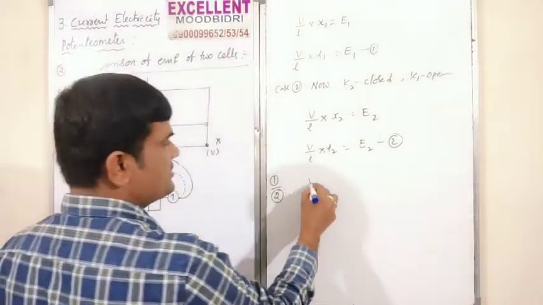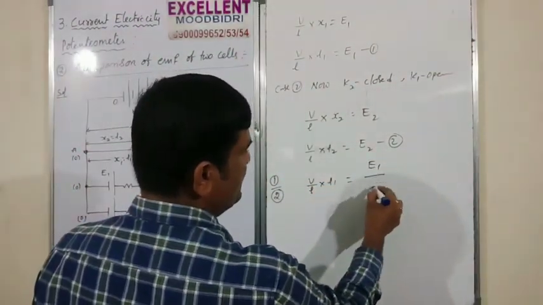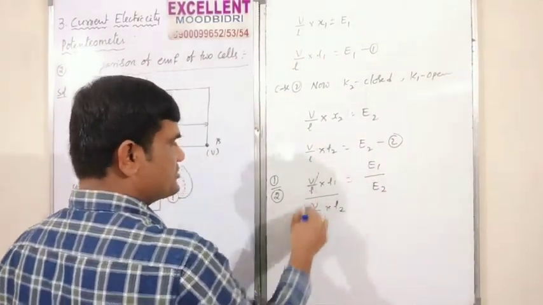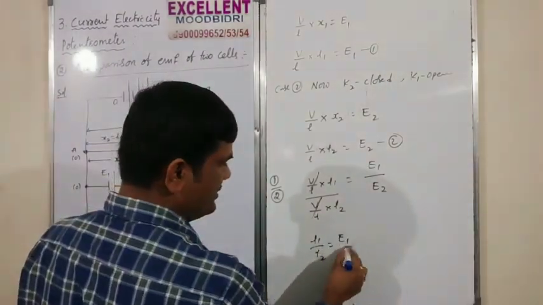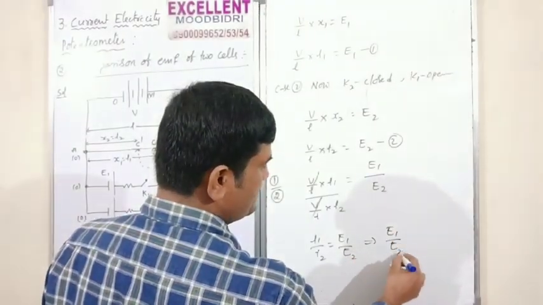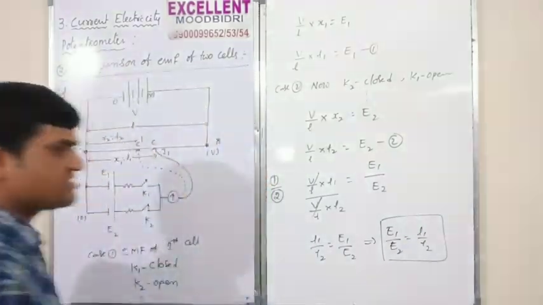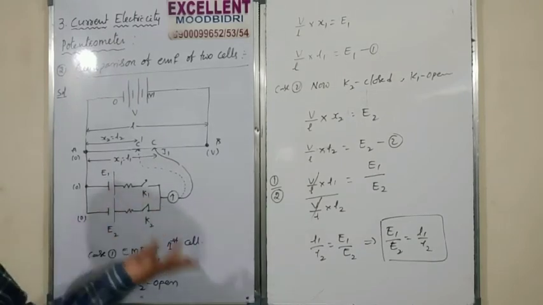V by L into L1 is equal to E1, divided by E2, which is V by L into L2. So we cancel, and therefore L1 by L2 is equal to E1 by E2. Very, very important formula. Or else E1 by E2 is equal to L1 by L2. This is the comparison of EMF of cells. In problems, they will give you E1, E2, L1 and ask L2, or give L1, L2, E2 and ask E1.